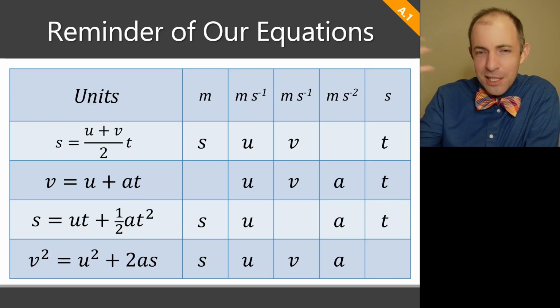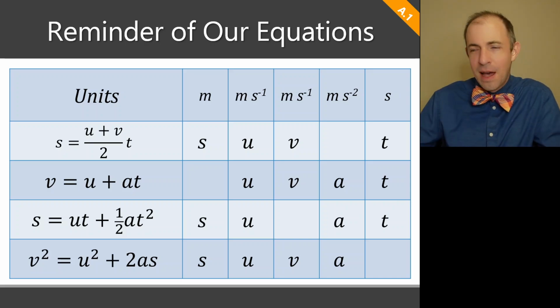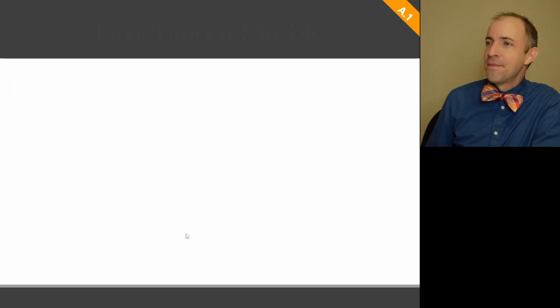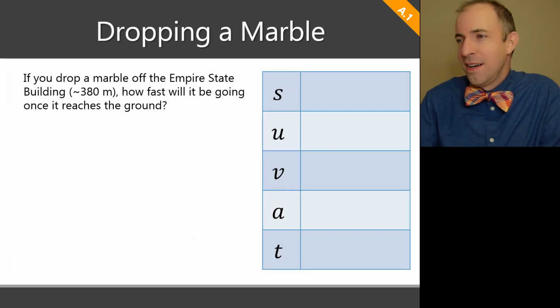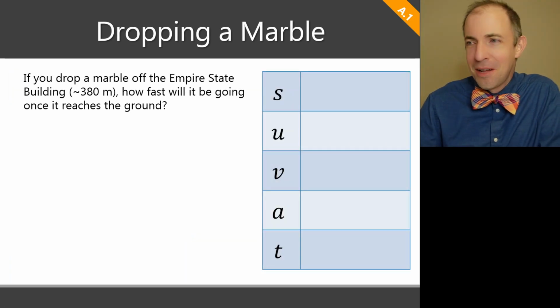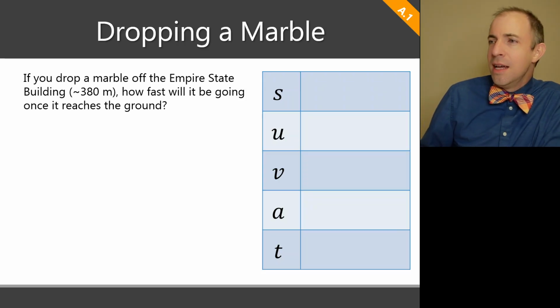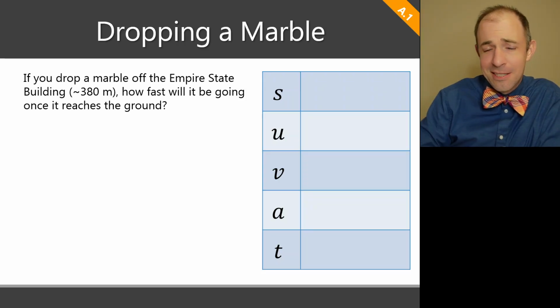All right, let's look at a couple examples. For these examples, we're going to use these kinematic equations and our SUVAT variables and use the equation that matches the variables that we have. So let's start with a classic example of dropping a marble off the Empire State Building. Empire State Building is about 380 meters tall. How fast will the marble be moving once it hits the ground?